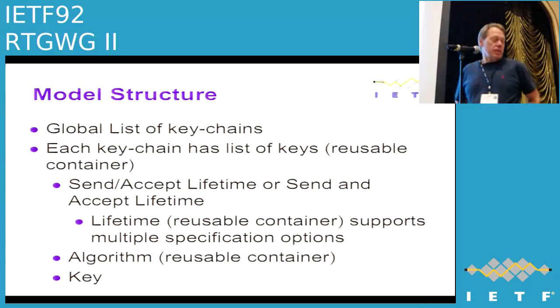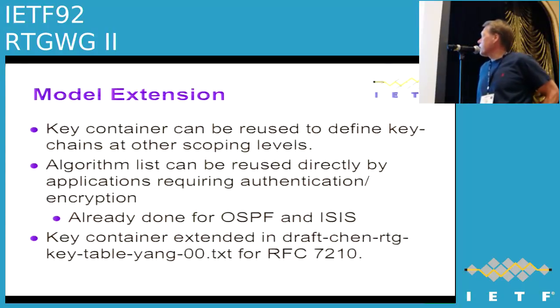I think I talked about a lot of this. The keychain, which I'm going to rename to keychain entry in the next revision, could be reused to define keychains at other scoping levels, for instance the routing instance level in the routing config model. The algorithm list can be reused for other things, like the immediate specification, for the protocols with legacy usages where you specify a key and an algorithm directly. And the keychain itself is also extended in the draft for the routing key table.